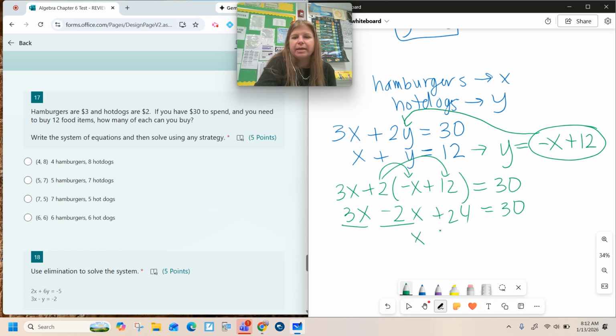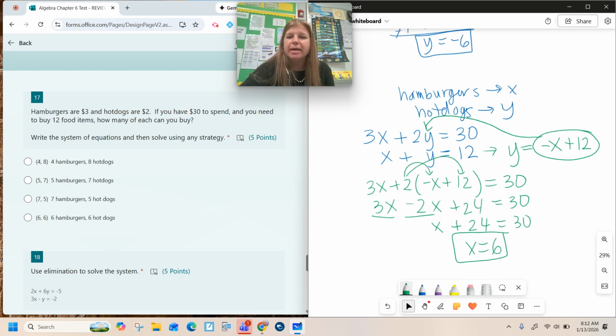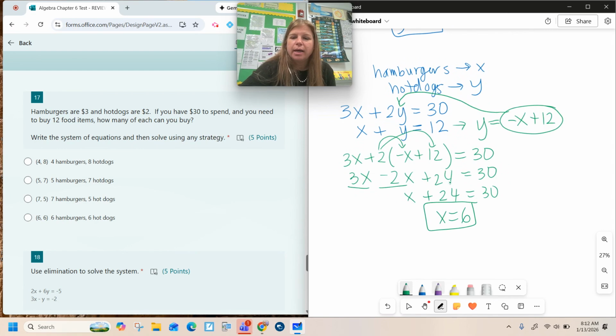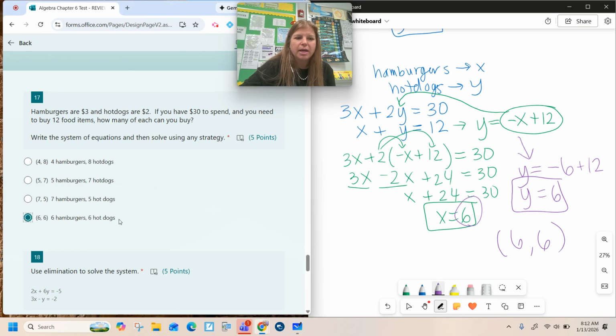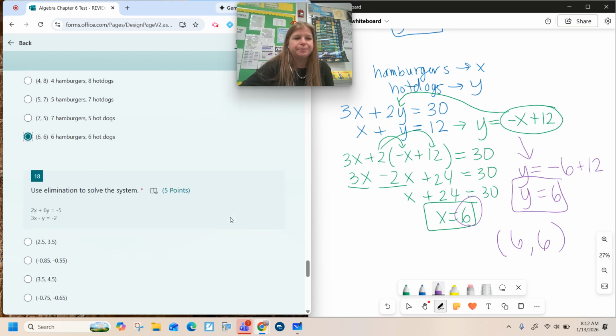I do my regular solving equation skills: 3x minus 2x plus 24 equals 30. 3x minus 2x is x. x plus 24 equals 30. Subtract 24, and I end up getting x equals 6. Great. Once I have my x, I then need to solve for y. I always like to choose my y equals equation if I have it. So y equals negative, my x is 6, plus 12, and negative 6 plus 12 is 6. So that's funny, I need to buy 6 hamburgers and exactly 6 hot dogs for it to work out. Now, the other combinations do add up to 12, but if you plug those numbers in and you do $3 for every hamburger and $2 for every hot dog, it will not exactly equal 30, but 6 will.